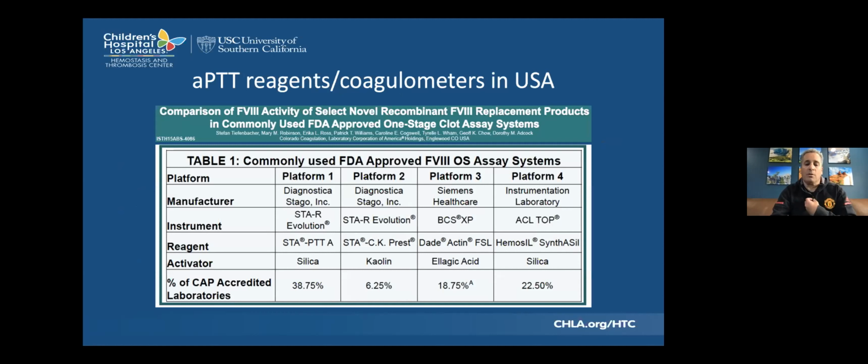This is from an abstract a few years ago, just to show you what is used in the United States mostly. You can see that silica is overwhelmingly the most common one. There are two different platforms, two different manufacturers, but you see about 60% of the labs in the US, at least when this was done a couple of years ago, use silica, and about another 20% use ellagic acid. Not too many use kaolin.